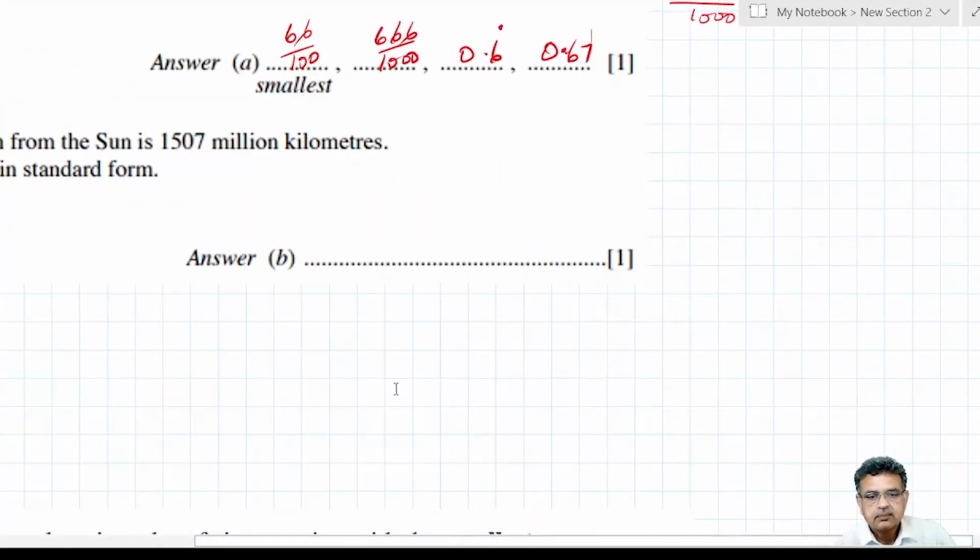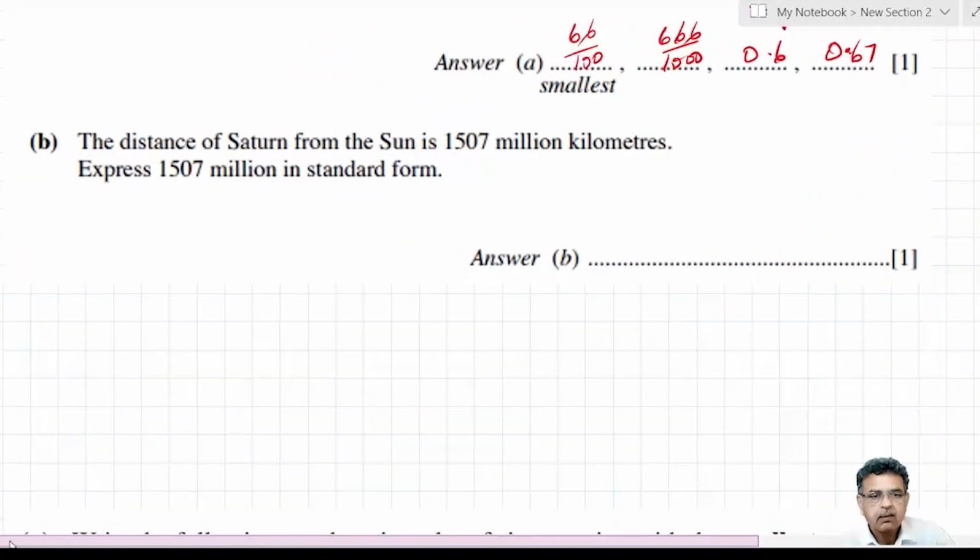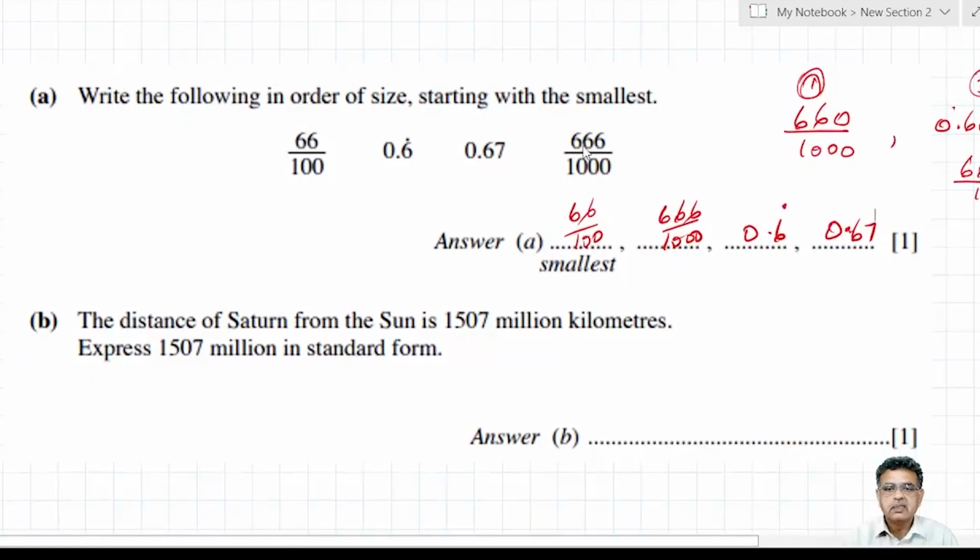Okay, now the next one, find the distance. Actually, these are mainly questions about ordering, but in some of the questions, the other part is something else. So obviously, in past papers, you can expect more than one topic there. So this is the distance of Saturn from the Sun, this many million kilometers. Express this in standard form.